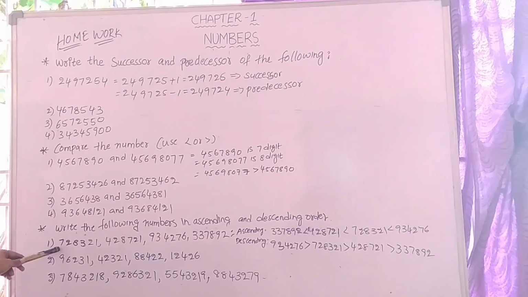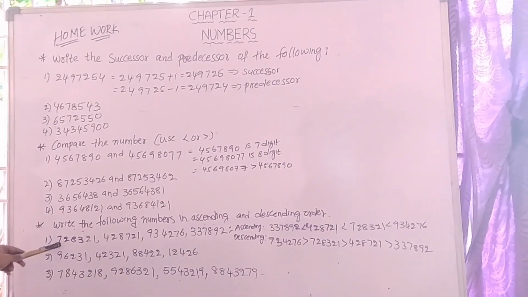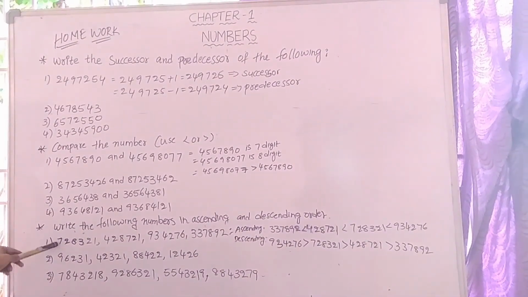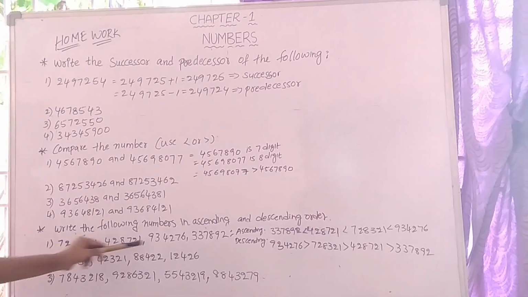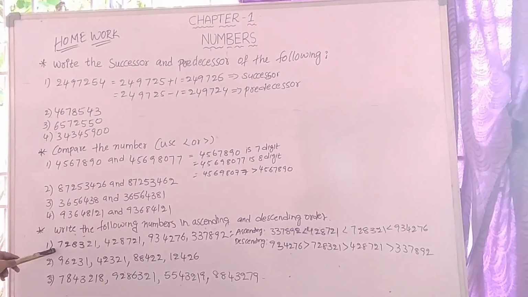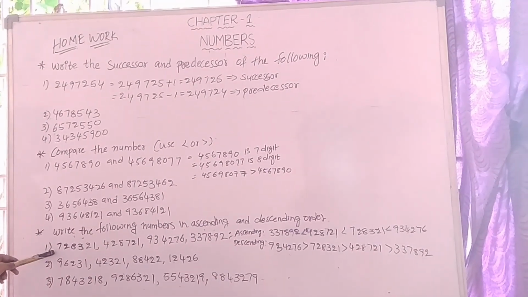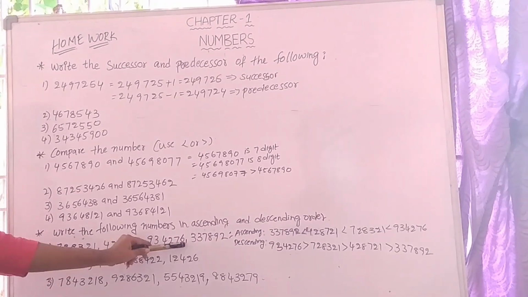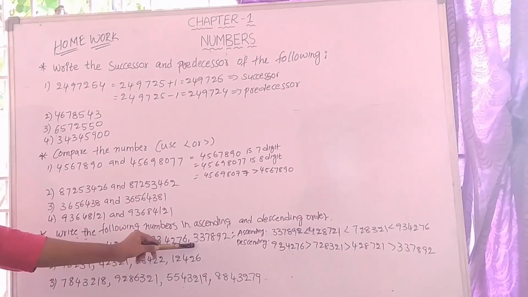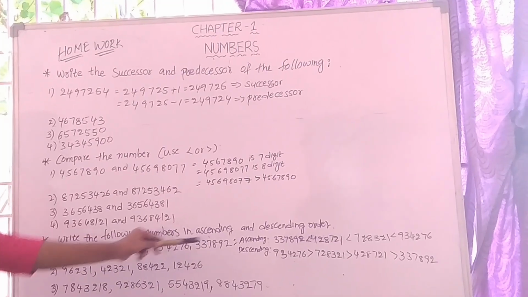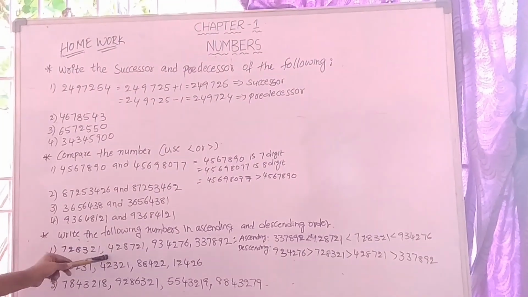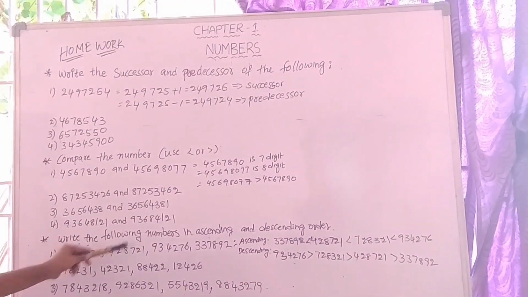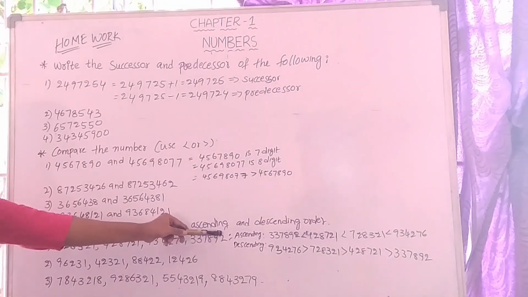So we have to compare from the left. Left means here: first digits 7, 4, 9, 3. Which is the smallest number? Ascending means smallest to greatest, no? So which is the smallest? 3 is the smallest, so first the number starting with 3. Next 4, next 4, next 7, next 9. This is the ascending order.